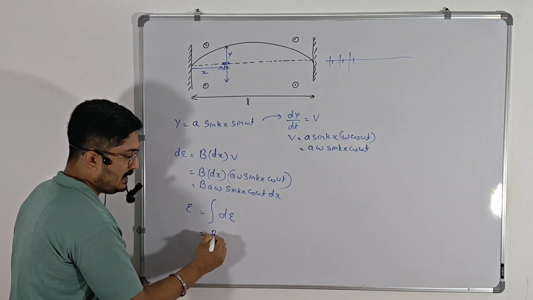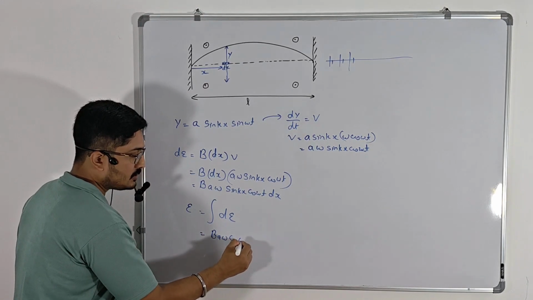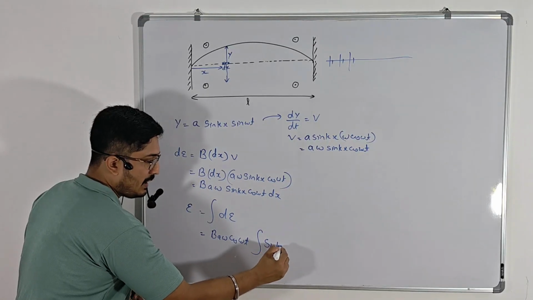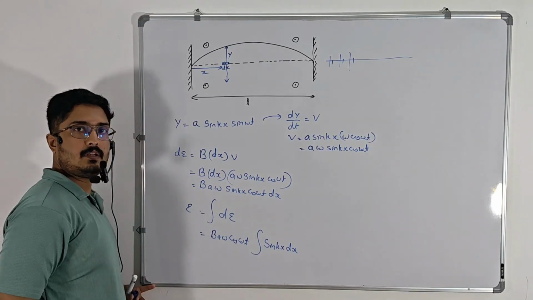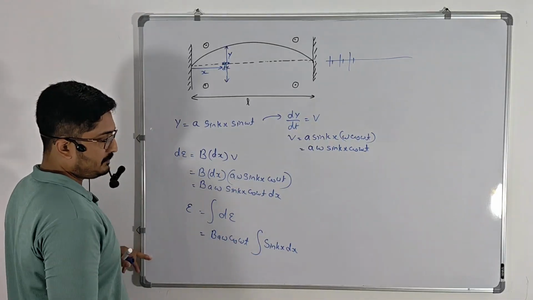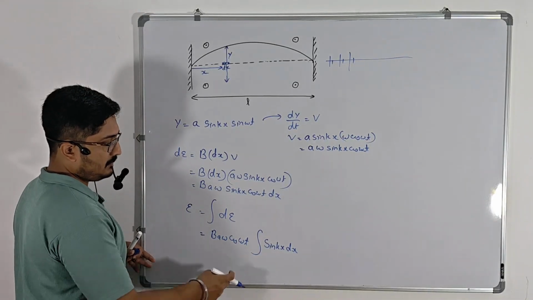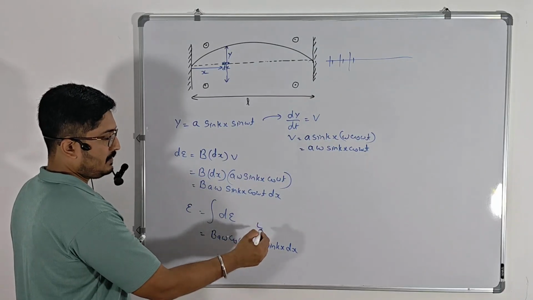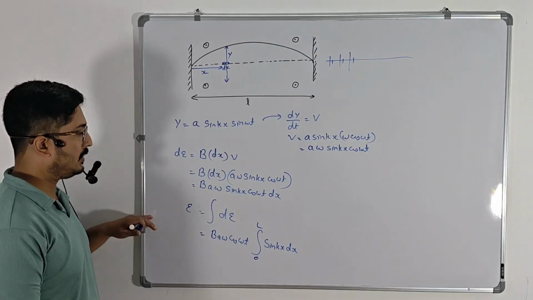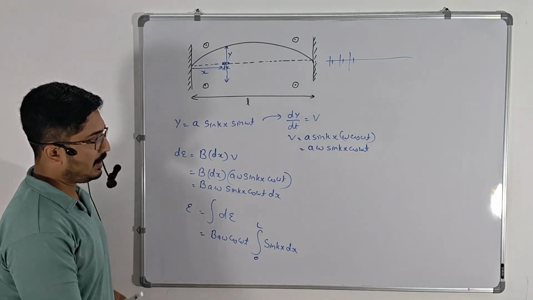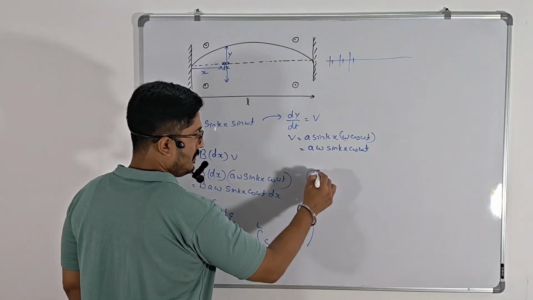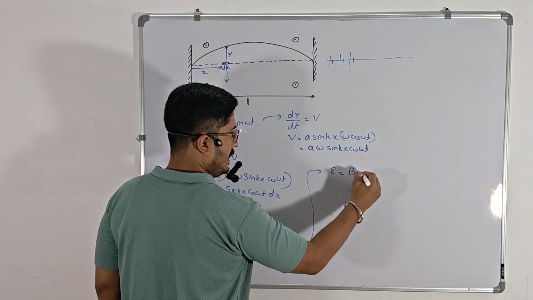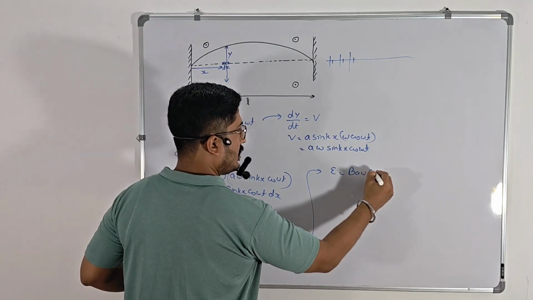So I'll be getting B A omega cos omega t outside, integration of sin kx dx. Okay. Now what is the limit here? My limit is x going from 0 to L. This would be my limit. Okay, now I can apply the integration.